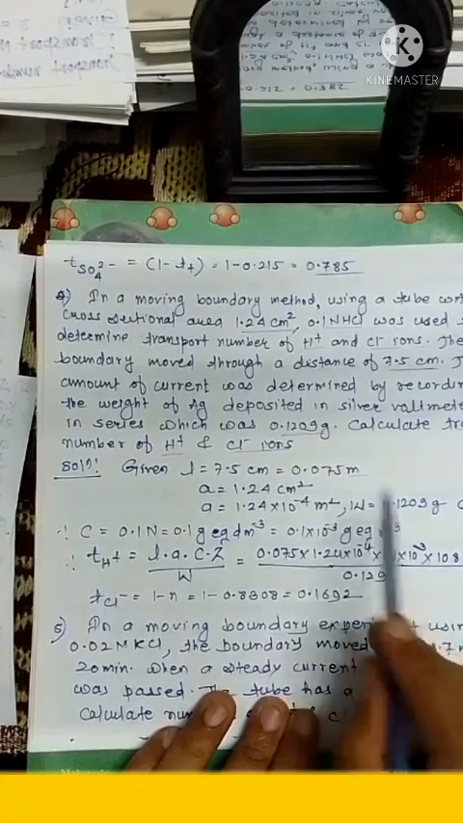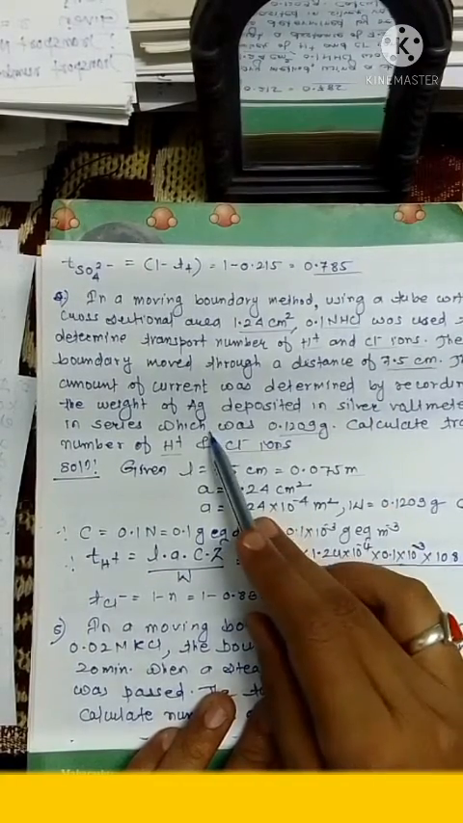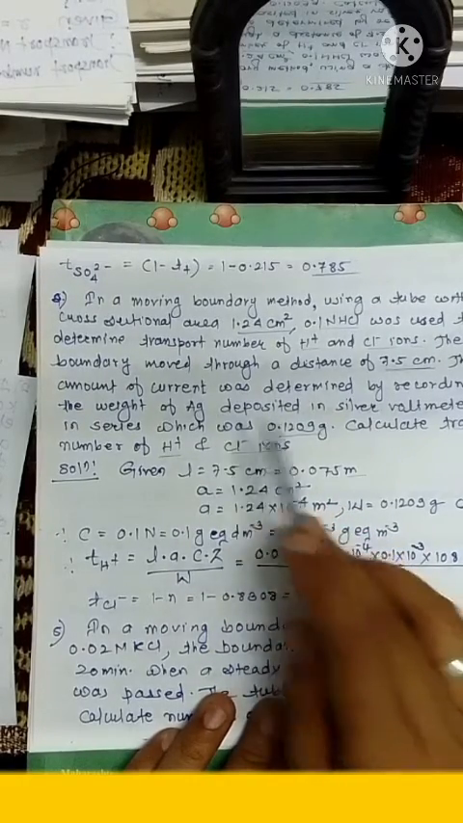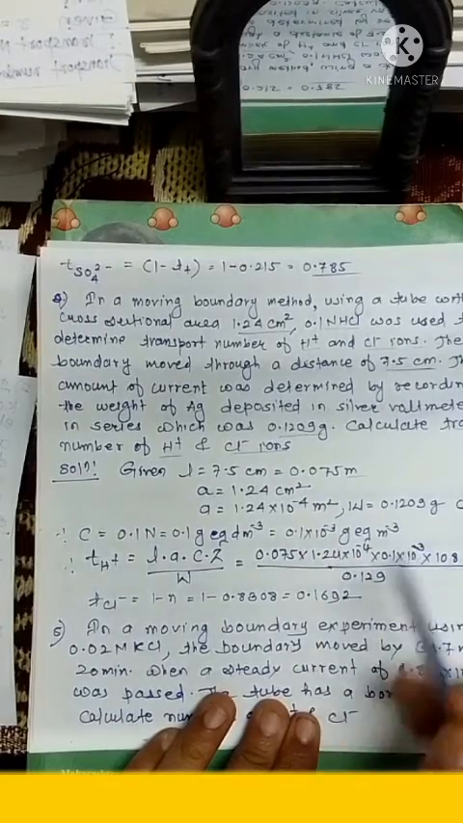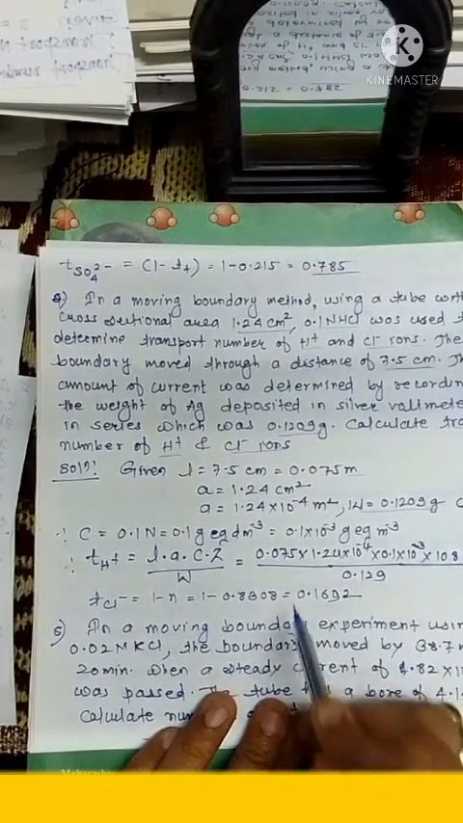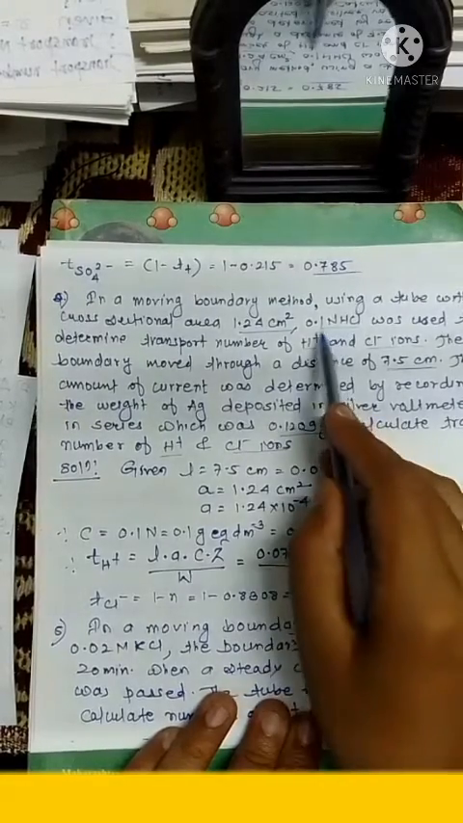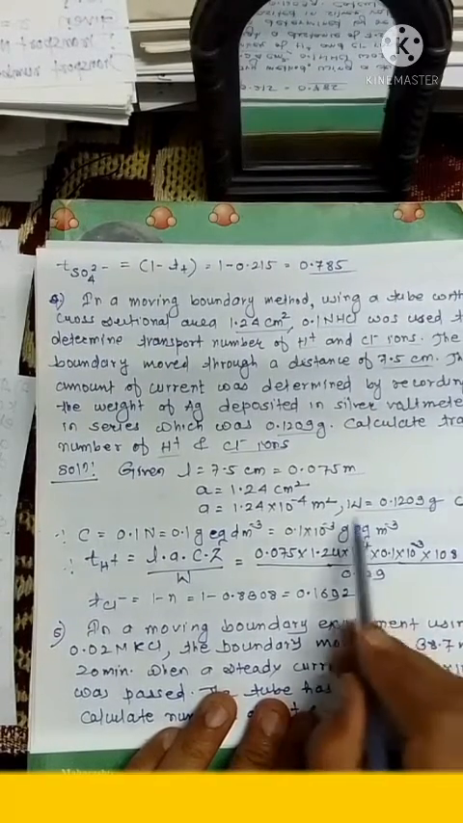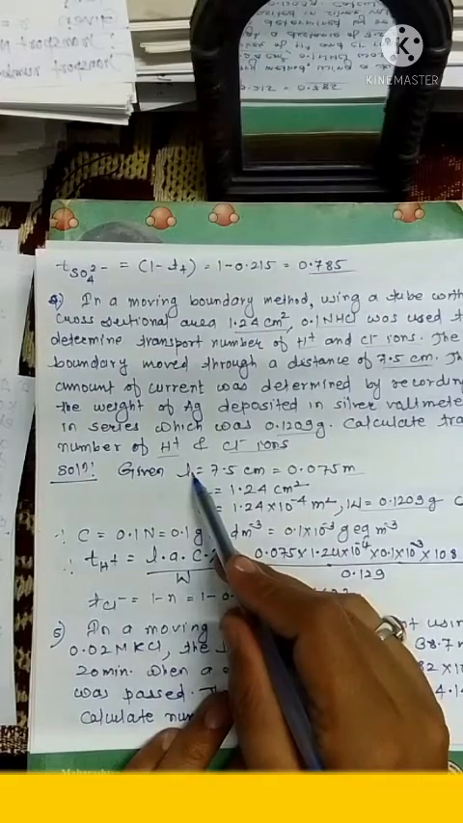The weight of silver which is deposited is given, that is 0.1209 gram. So the value of W is also given. Concentration of HCl is also given, that is 0.1 normal. So the value of C is given, the value of W is given, the value of A is given, the value of L is also given.